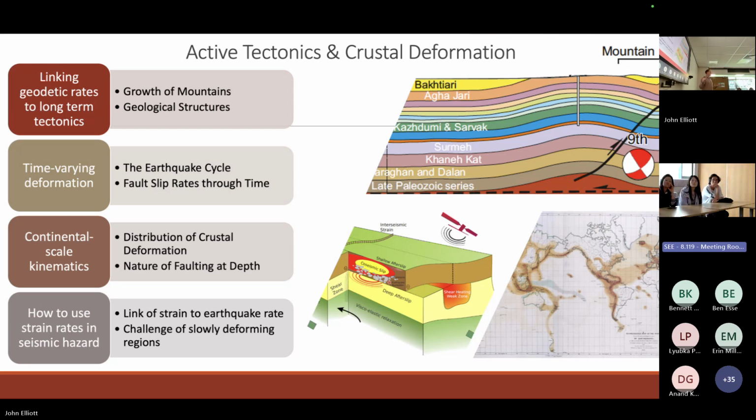And we're doing this at a big scale, a continental scale now, a transnational scale, trying to look at that distribution across the whole continent. Hopefully so that we can infer something about the nature of faulting at depth. And then hopefully to be able to link that build-up of strain to the release of earthquakes, the potency of those earthquakes, and to be able to bring that down to low straining areas if we can. What's the limit of what we can do with these observations?